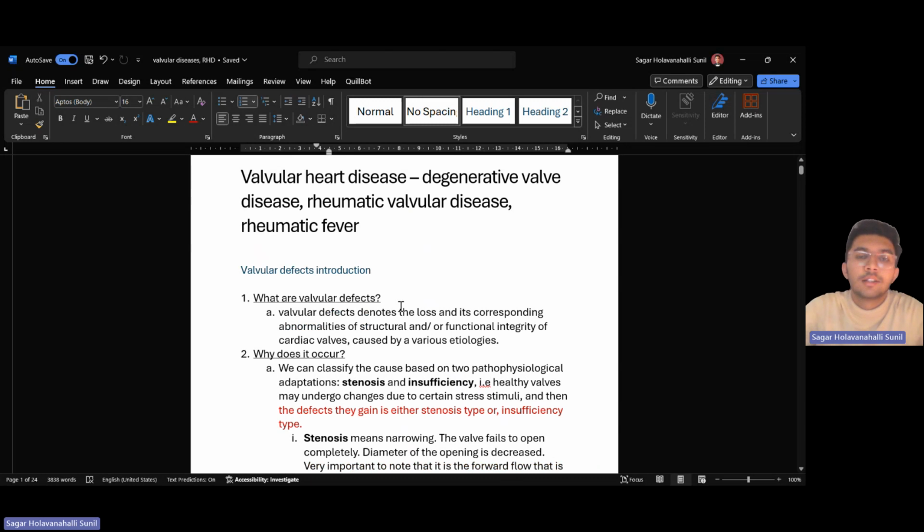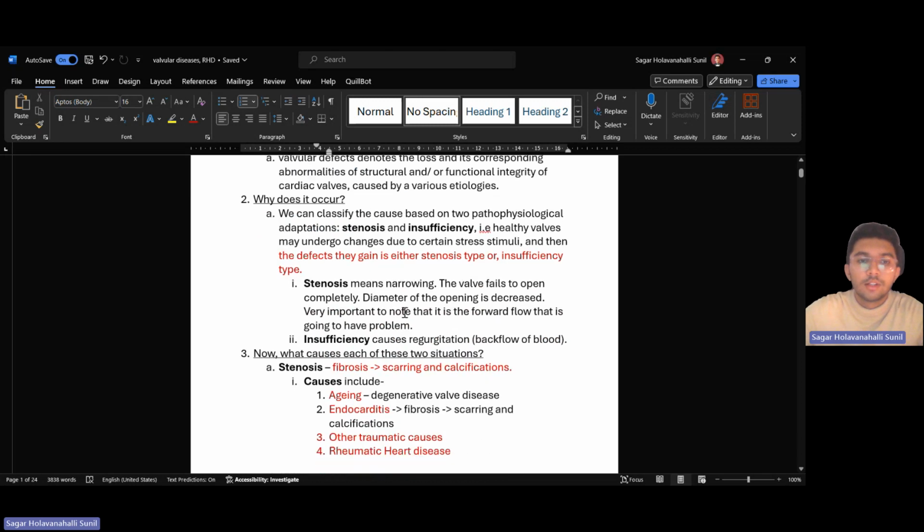So valvular defects is nothing but a defect in the structure of the valve. Therefore, there's a loss of integrity and also a loss of function in the valve. And this can be caused by stress stimuli. All right. Now, if you want to understand the different kinds of stress stimuli and why exactly these valvular defects occur, we can understand it by knowing that there are two main kinds of defects, stenosis and insufficiency of valves.